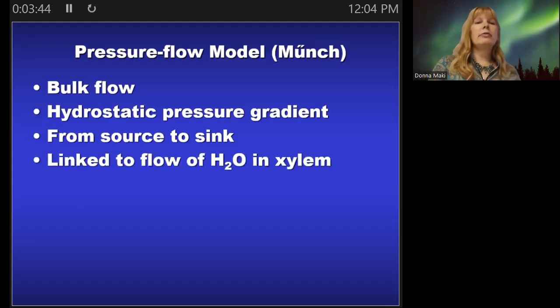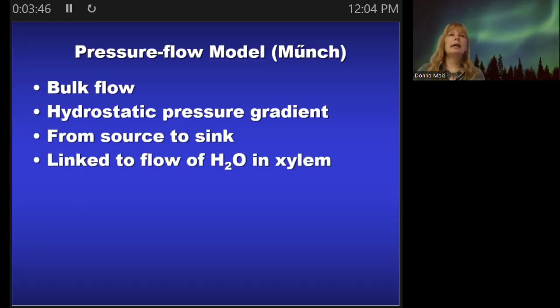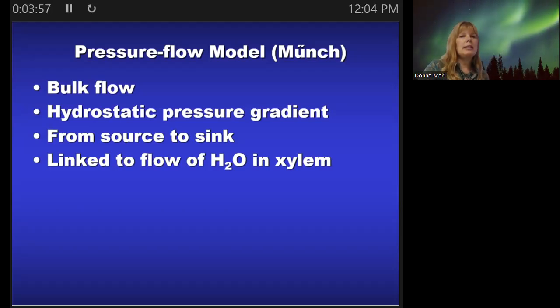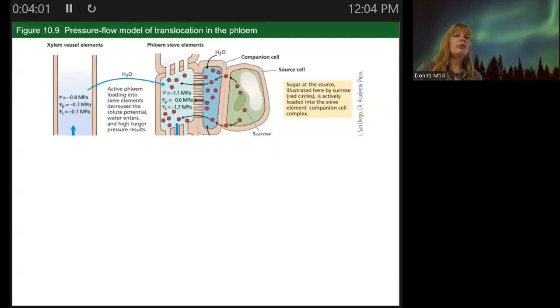And then it is linked to what's happening in the xylem, because much of the water that's needed to build up that pressure is actually coming from the water in the xylem right next door, okay? So before the exam on Wednesday, we did set up the scenario of the process. Well, let me just recap that.